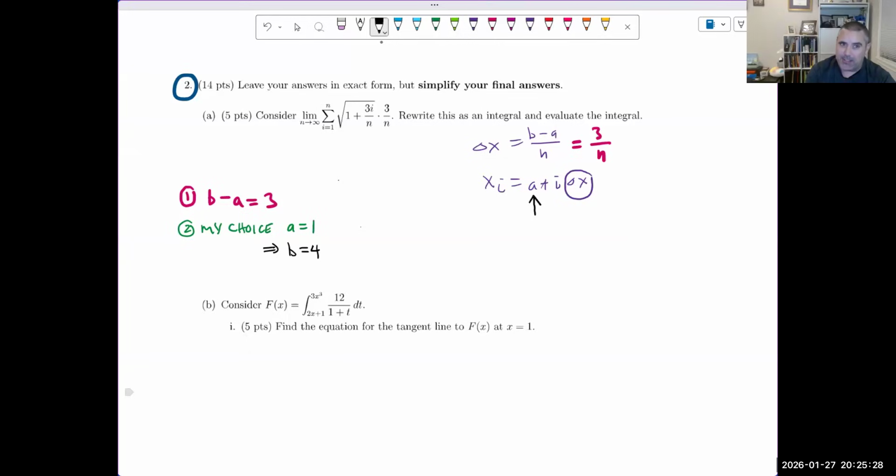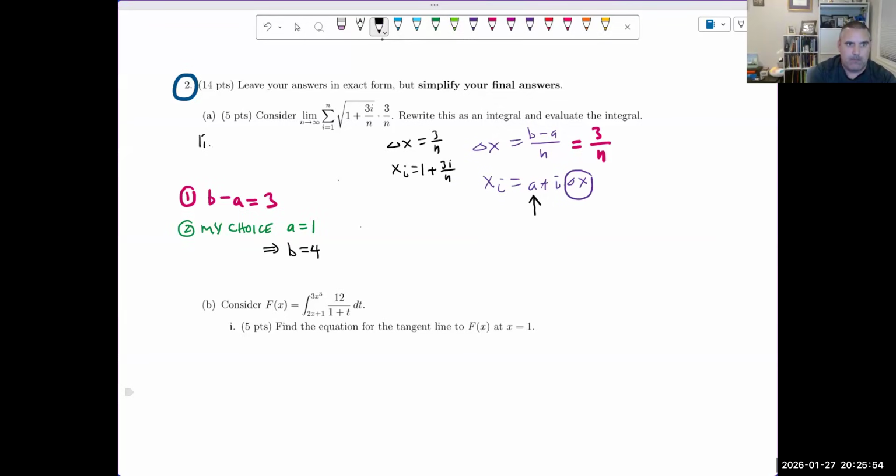And then the other thing I like to do, just to really hammer it home so I don't make a mistake, is I label them. I say, well, if this is delta x, then what I have is xi. So I write, okay, delta x is 3 over n. This is really overkill. And xi is 1 plus 3i over n. And then I just replace. I take a moment to rewrite.